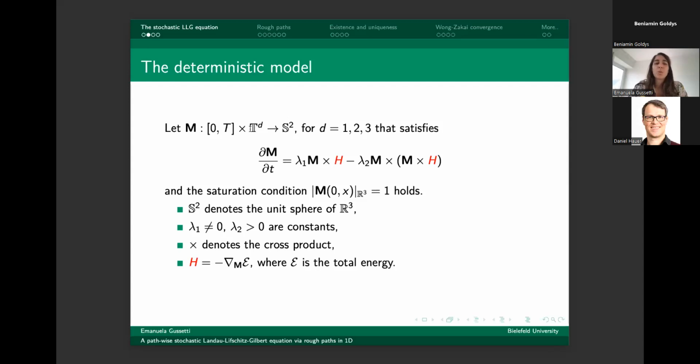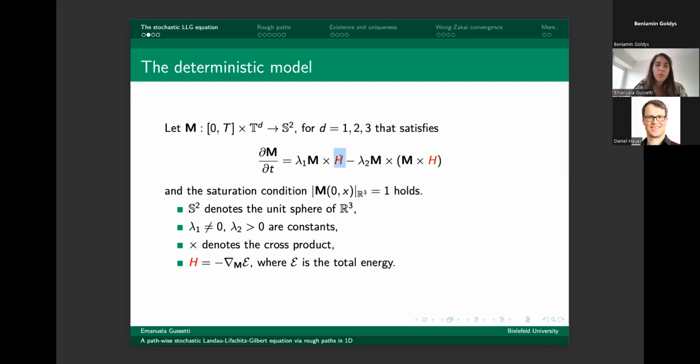In particular, in this work, we will be working on the torus in one dimension, but the results can be extended to a bounded one-dimensional domain with Neumann boundary conditions. This sign denotes the cross product. So if we have M that goes in this direction, H that goes in this direction, M cross product H will be orthogonal to the plane generated by the two. And we will use it throughout the talk.